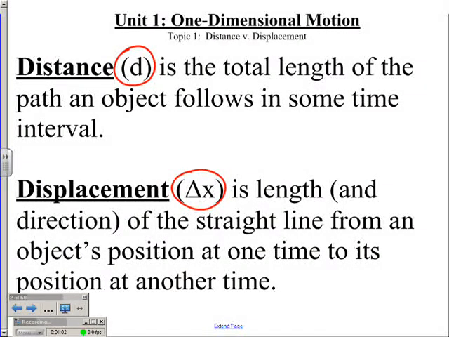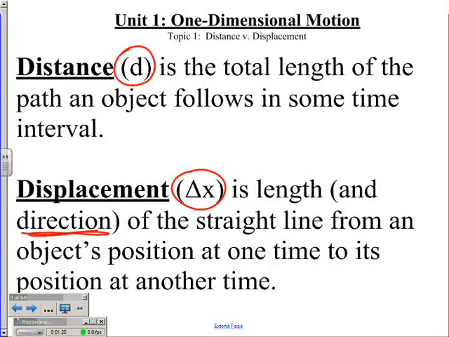Displacement: the symbol for displacement is actually the Greek letter delta followed by an x. The Greek letter delta is just this triangle. We'll learn a little more about why that's the symbol in a day or two, but for now, just know that triangle x means displacement. That is a measure of the distance and the direction of the straight line from an object's position at one time to its position at another time. Again, that'll be clearer as we go through an example.